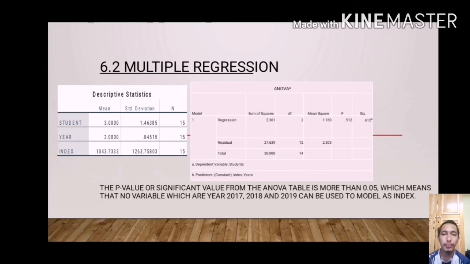Today I want to talk about multiple regression. For this part we need to look at the ANOVA table. From the table we can see the p-value, or significant value, from the ANOVA table is more than 0.05, which means that no variable, which are years 2017, 2018 and 2019, can be used to model the index.